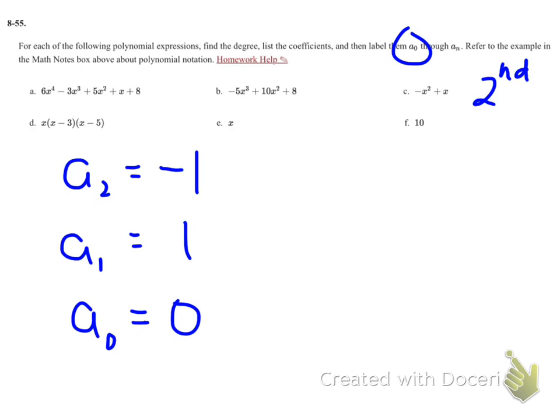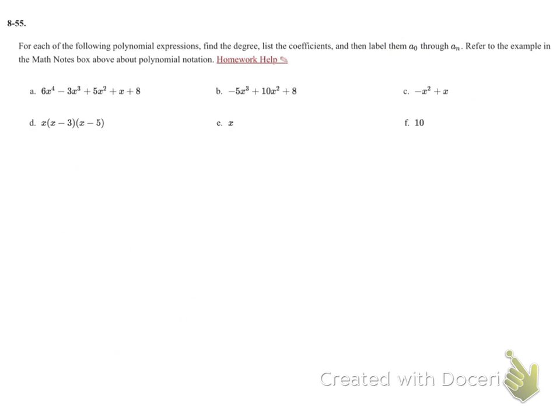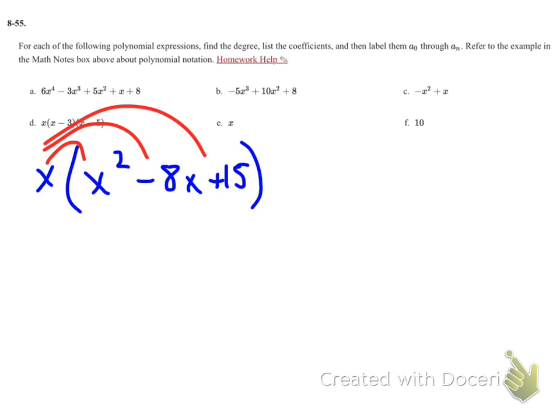Okay, problem D is the only one that's written in a different form. It is written now in factored form. So what I need to do first is multiply these out. I'm going to multiply these first. So I'm going to have x times, and if I make my generic rectangle to multiply the other ones out, I'm going to have x squared minus 8x plus 15. And now I'm going to distribute the x, giving me x to the third minus 8x squared plus 15x.